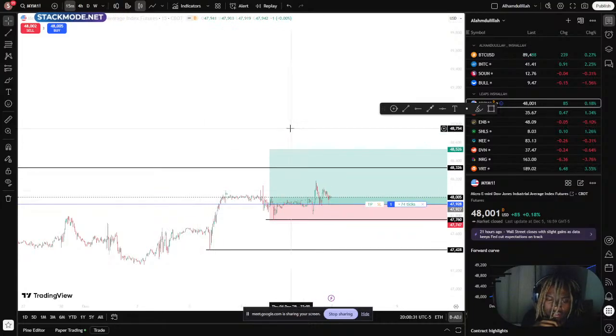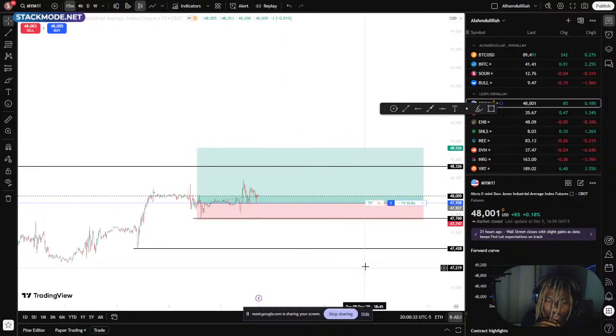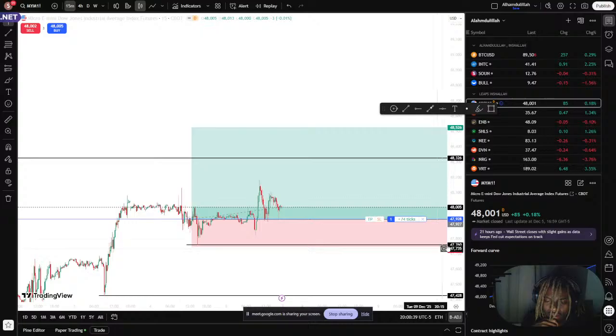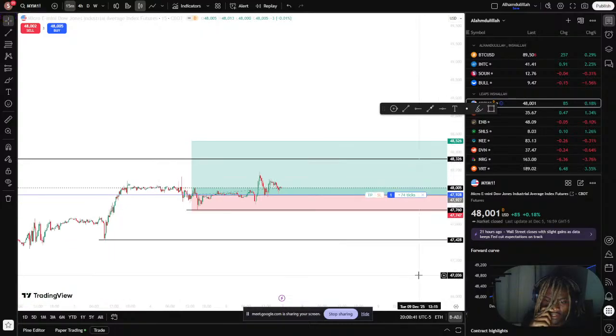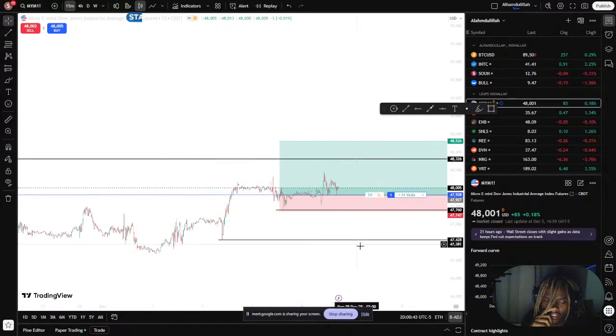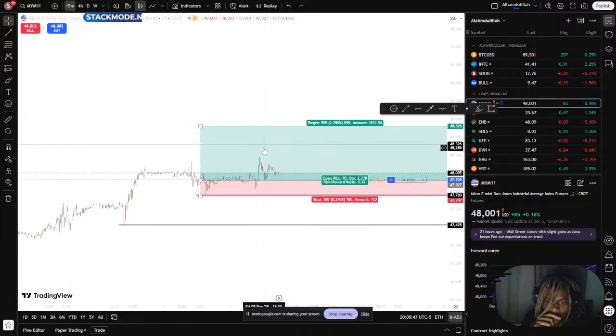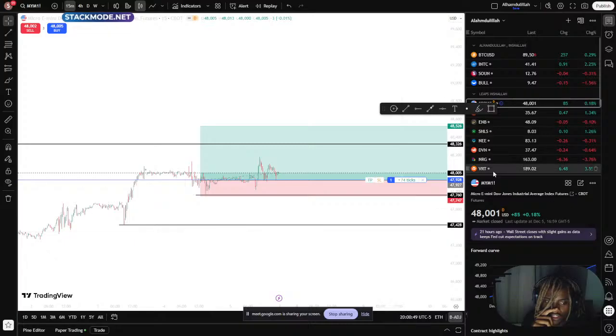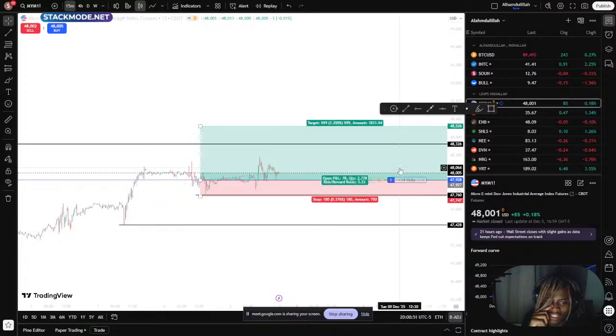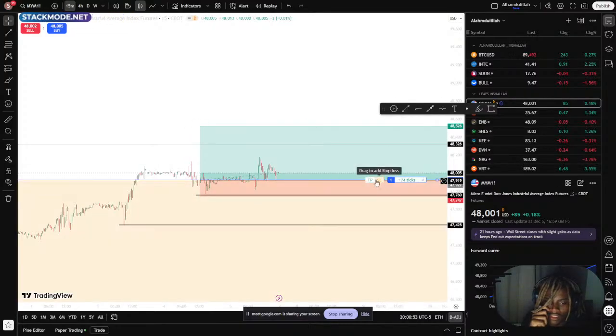Yeah, for sure. As soon as you put down your order, you should see the take profit and the stop loss. I put this trade down a couple days ago, so I've just been letting it run. I'll break it down here, but I don't want to put down an order and ruin this trade. You should be able to put down your order and then you'll have your stop loss and take profit.